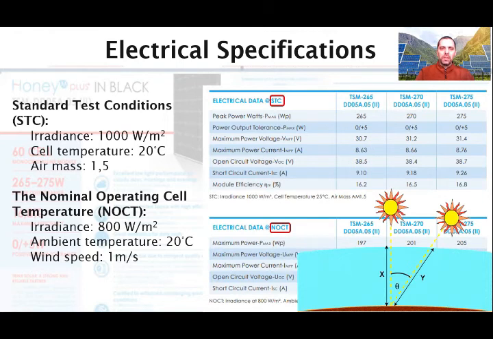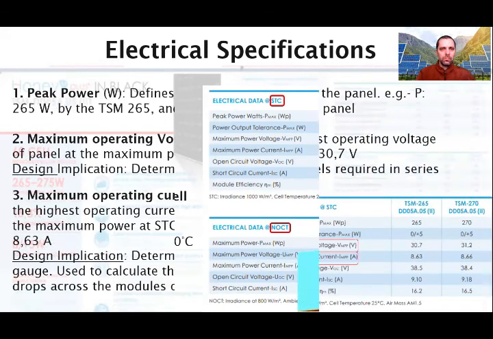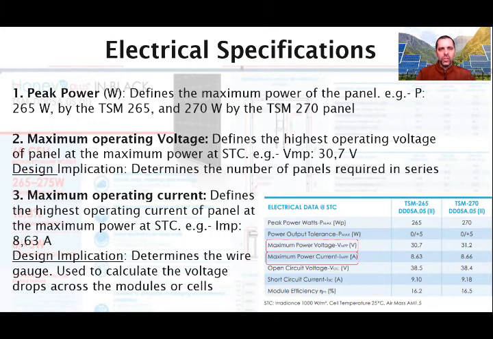The nominal operating cell temperature, NOCT, is the temperature at which the cells work under an irradiance of 800 watts per square meter, at an ambient temperature of 20 Celsius and a wind speed of 1 meter per second. Note that solar cells perform better at lower temperatures, hence the loss in power as cell temperature rises. According to this knowledge, we will check the STC datasheet to evaluate the electrical specifications.